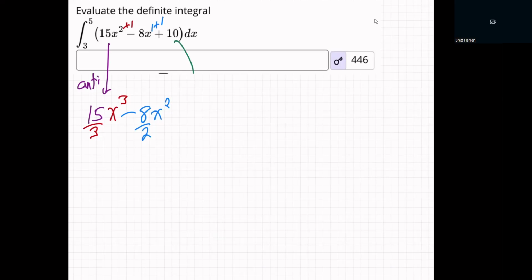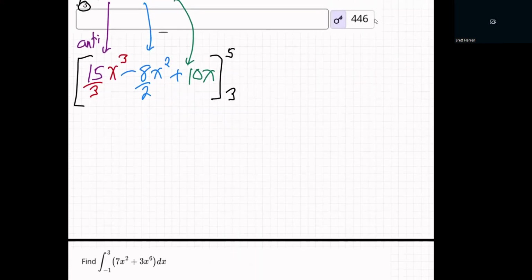And then the third part, plus 10x, right? Because the derivative of that will go back to 10, won't it? And now we evaluate that between 3 and 5. The lower bound is 3, the upper bound is 5.